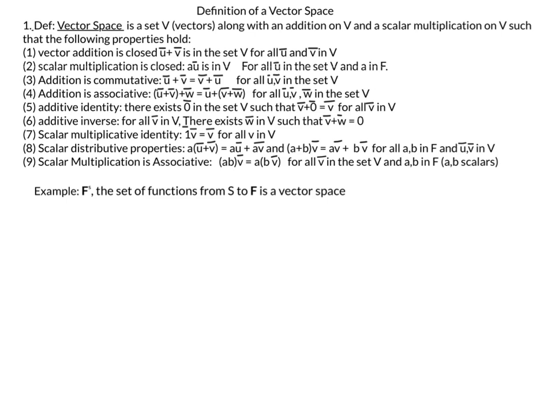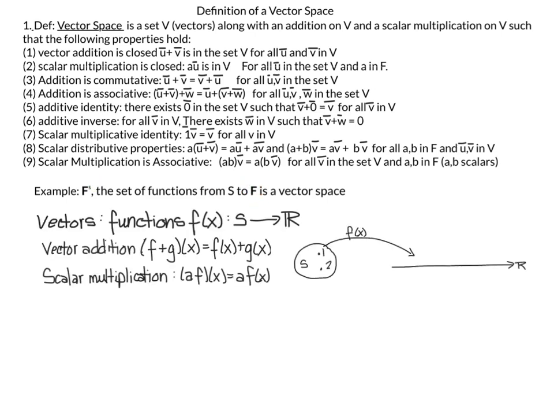Our next example of a vector space is F^S. This is F standing for a field. So this can be replaced with real numbers or complex numbers. And this is the set of functions from a set S to our field. For our example, we're just going to say our field is the real numbers. So our vectors are functions, right? Our vectors are functions that map from a set S to the real number line.